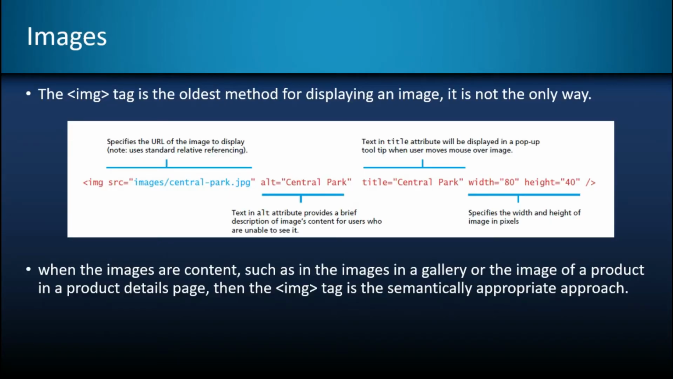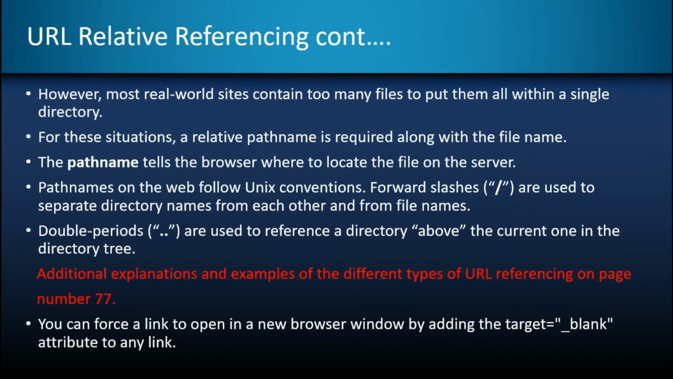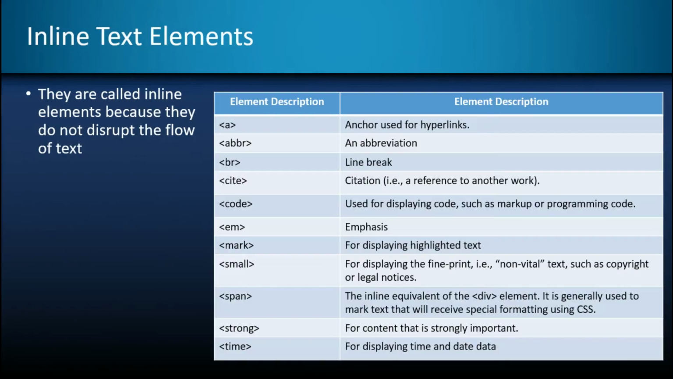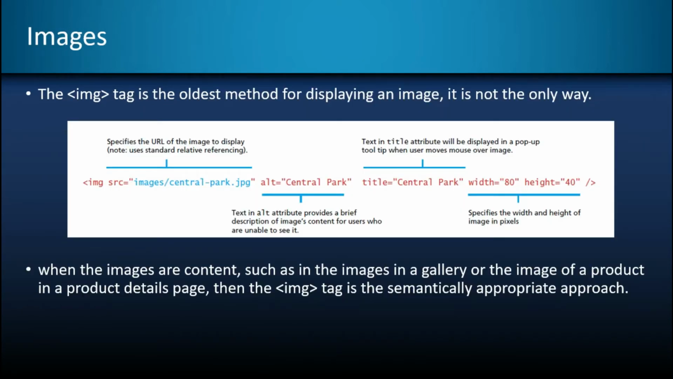In the previous video we have already studied URLs, relative referencing, links and inline text elements. So in today's video we are going to study images. Using the image tag, you can display images. The img tag is the oldest method for displaying an image. It is not the only way. We can display images through CSS files also.